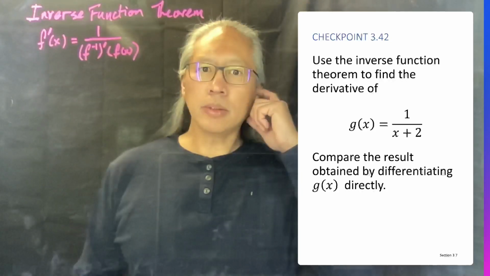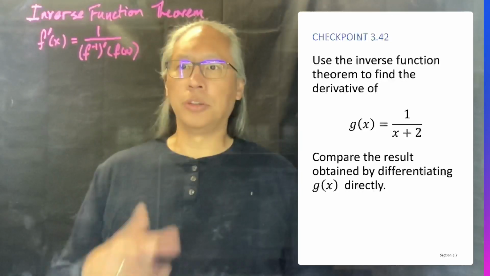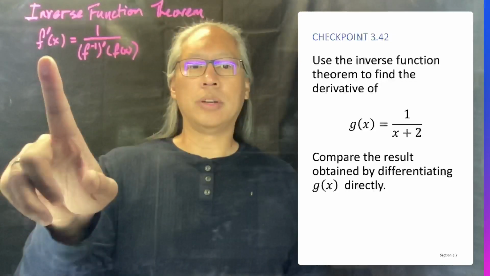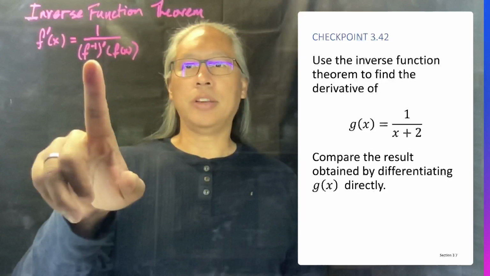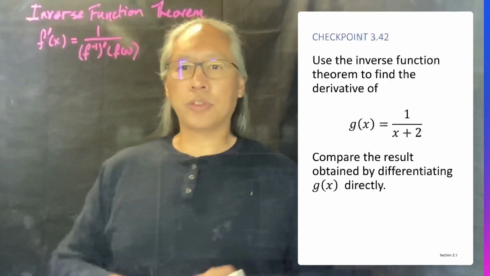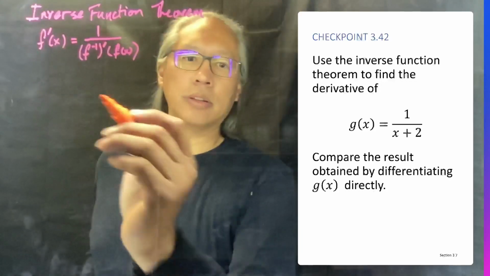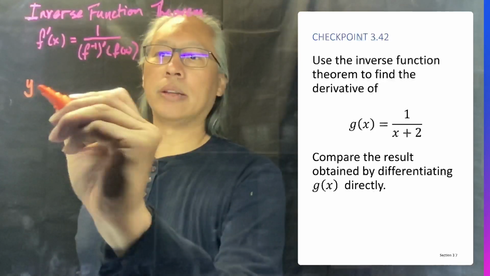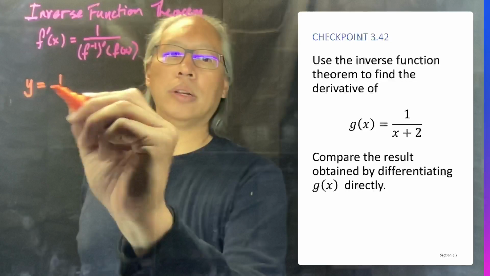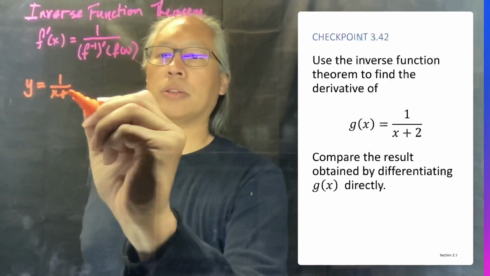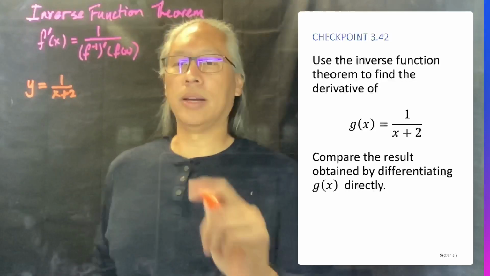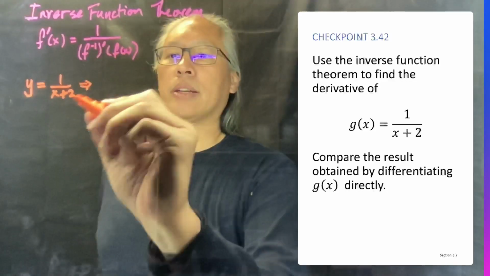So let's first find the inverse, or use the inverse function theorem. And for that, if we want the derivative of g of x, we need to find f inverse. So let's first find f inverse of x, or in this case, g inverse. And we do that, if you remember, by setting y equal to 1 over x plus 2, and we want to solve for x and then switch x and y. So we solve for x.